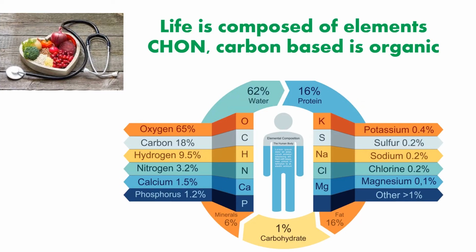I just happened to come across this diagram, and I just thought it was interesting. Again, that points out that water is about 60% of the body by composition. And then you've got 16% protein, 16% fat, and then 6% in minerals. And just wanted to point out again that the human body, as well as all living things, are predominantly composed of carbon, hydrogen, oxygen, and nitrogen. And then in smaller quantities, these other elements listed here.